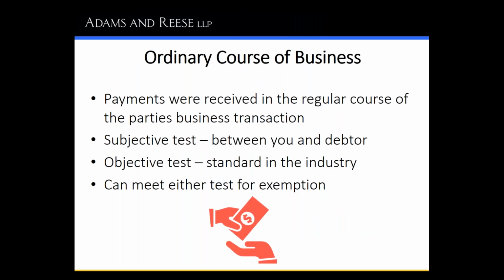Ordinary course of business is one of the most common defenses. It can be very fact intensive. The argument is basically that payments were received in the regular course of the parties' business transaction, so they should not be clawed back.